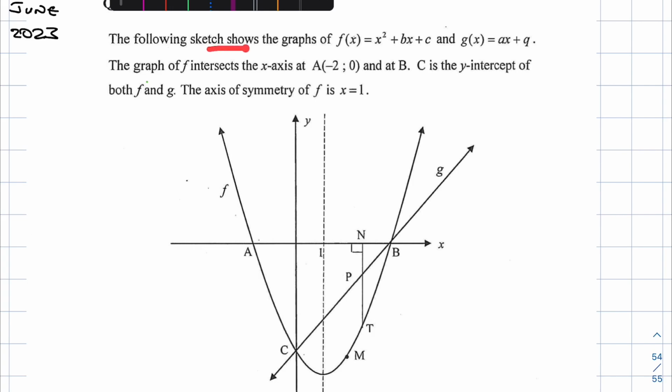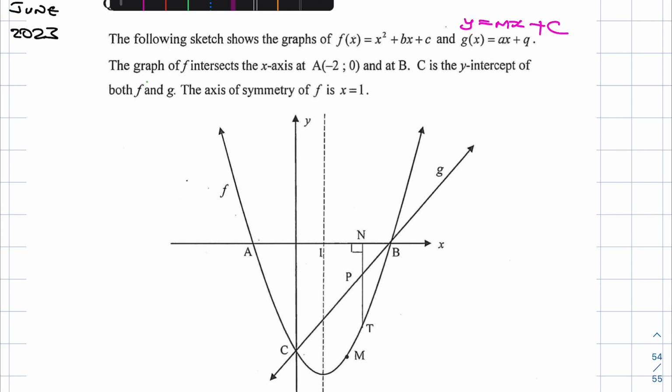Okay, the following sketch shows the graph of f(x) = x squared plus bx plus c, which is this parabola graph, and g(x) = ax plus q, which is this straight line. Normally, a straight line graph will be presented as y is equal to mx plus c. This is exactly the same thing, where a is equal to m and q is equal to c.